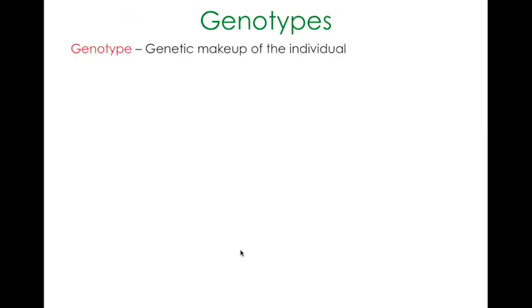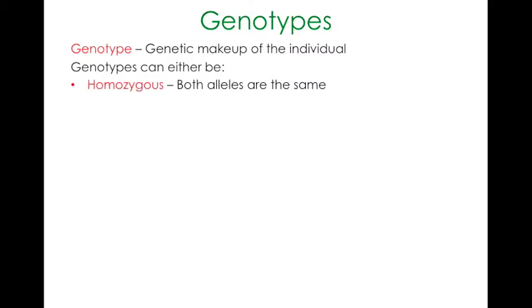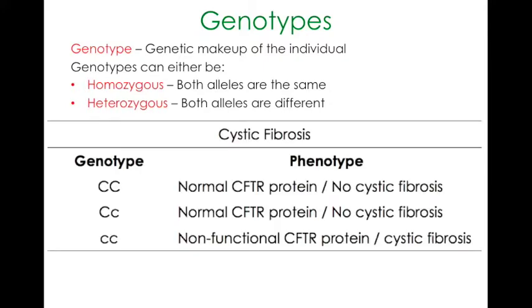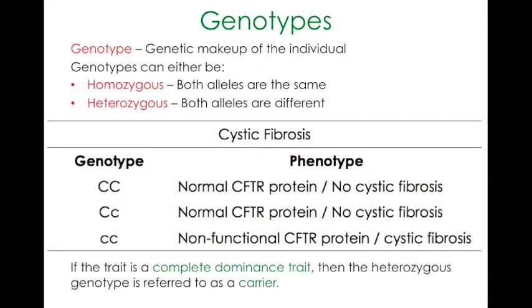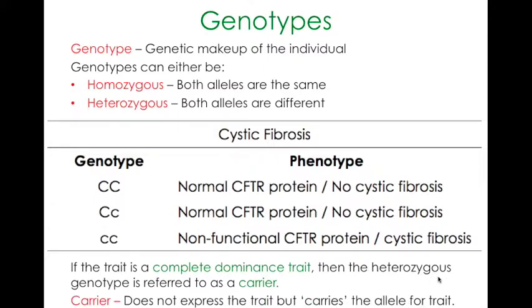So, understanding genotypes, the genetic makeup, there are a few different combinations you can have. If both the alleles are the same, we call that a homozygous genotype. If it is different, then it is called heterozygous. And so here's cystic fibrosis. If the trait is a complete dominance, the heterozygous can also be referred to as a carrier. Carriers do not express the trait, but they carry it. In other words, it sits within their genes and can be passed on to their offspring, but they themselves do not have that particular trait.